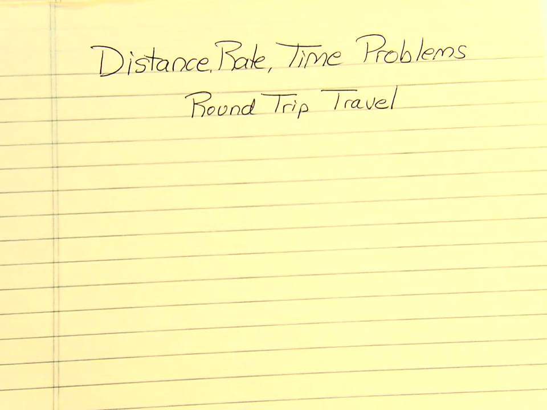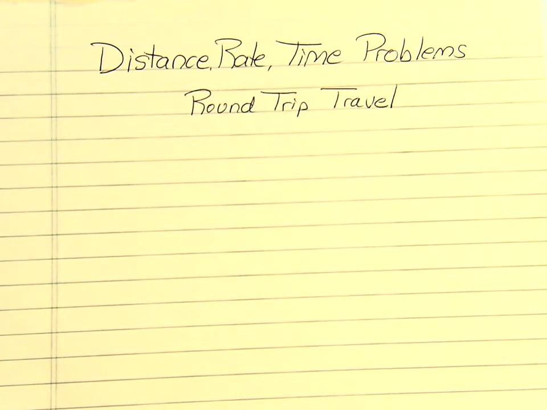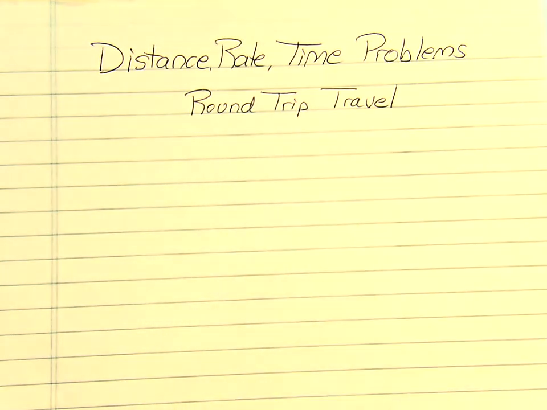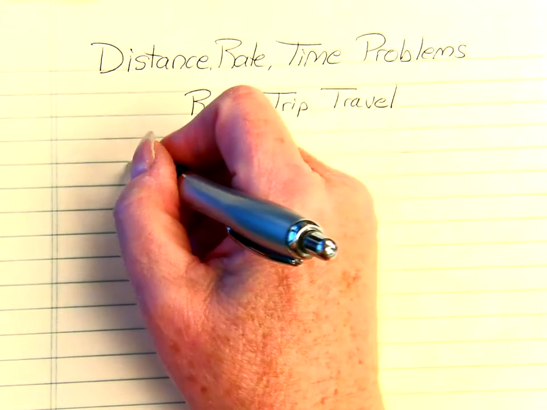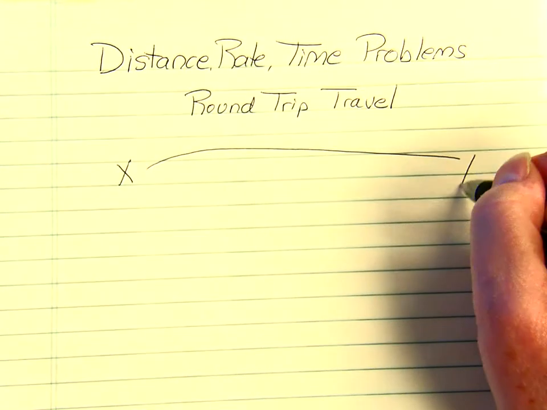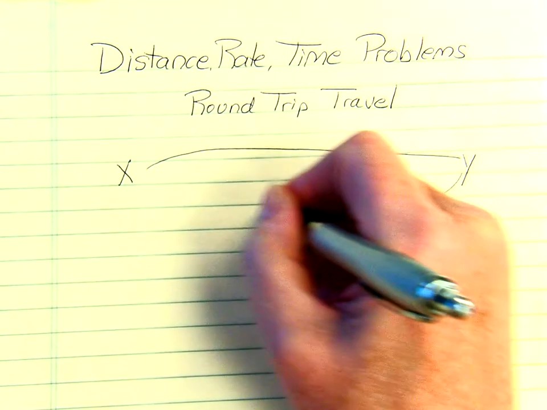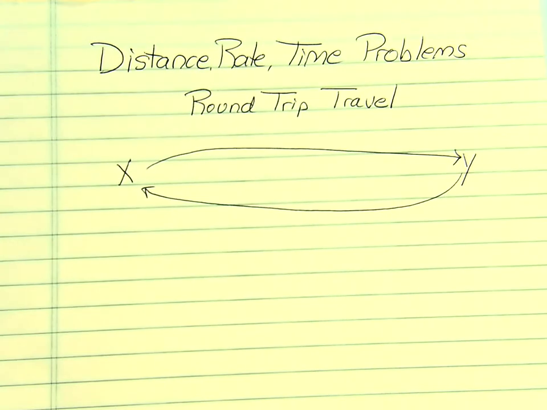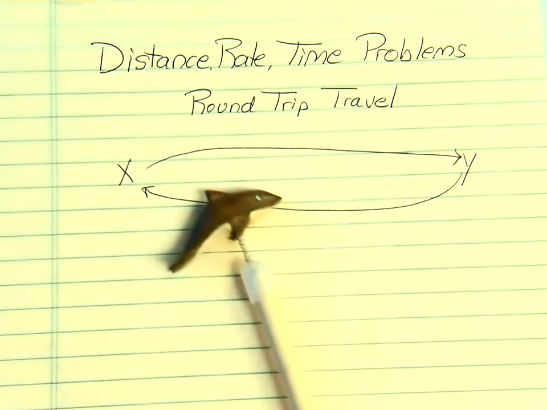Okay, so today we're going to talk about distance, rate, time problems, but we're going to be focused on round trip travel. So that means we're starting at point X, we're going to travel to point Y, and then we're going to go home again back to X. Okay, round trip.